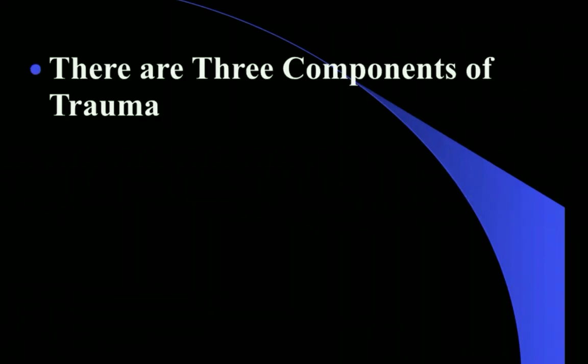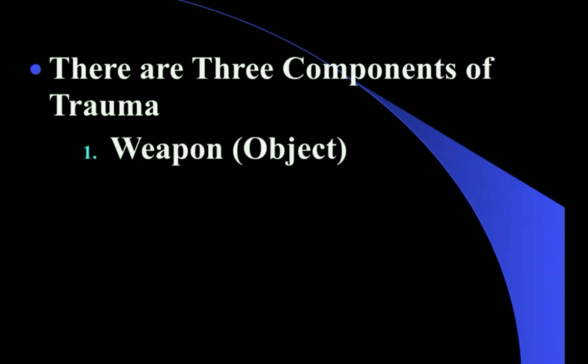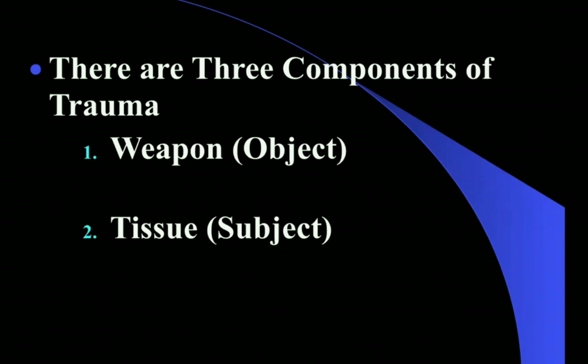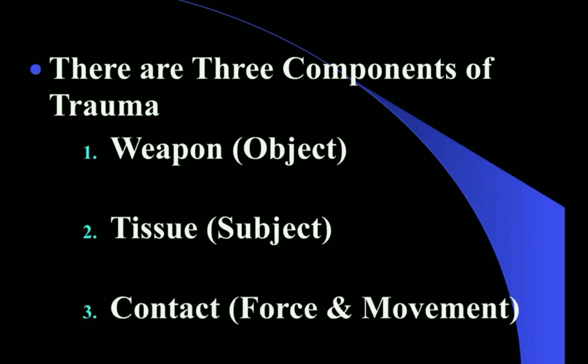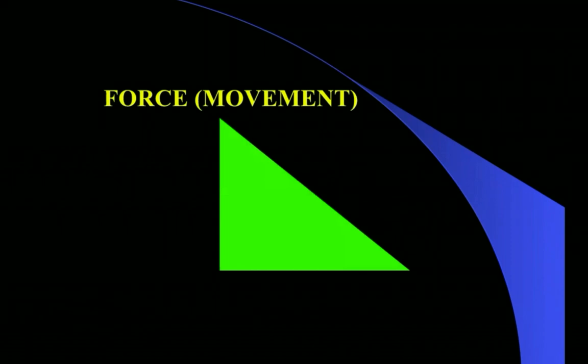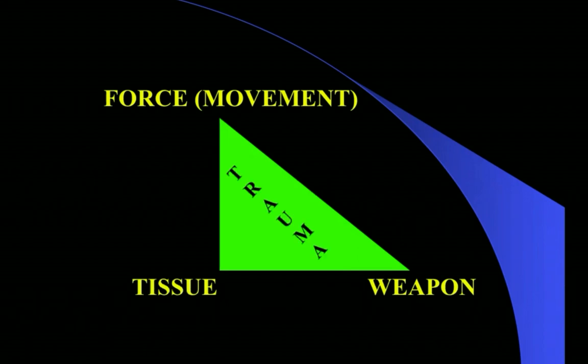There are basically three components of trauma: the weapon, that is the object; the tissue, or the subject; and the contact, which involves the force and the movement. So force and movement, weapon and tissue, together cause trauma. The tissue is the subject where the weapon is going to strike, the weapon is the object, and the contact involves the force and the movement. If any one of these components is missing, the trauma will not occur.